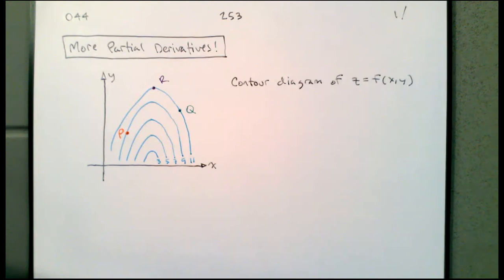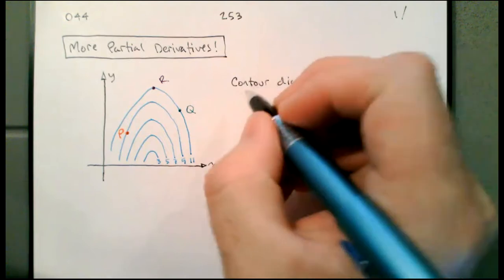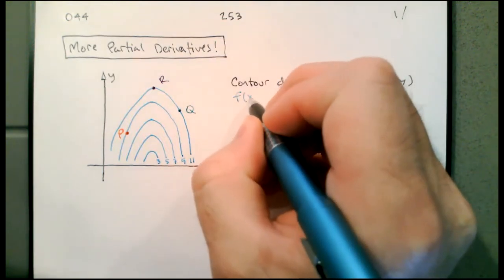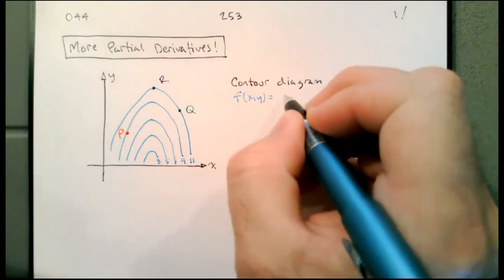Today, we want to take a graphing approach to talking about partial derivatives. So we're going to start with this contour diagram, which is just a bunch of parabolas. Remember, the contour diagram represents curves where z is constant. That's what's going on in a contour diagram. So these are f of x y equal to some constant.